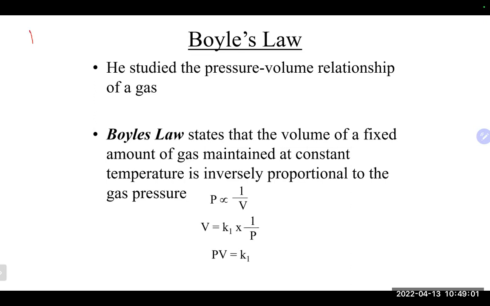And he looked at pressure and volume, and he held temperature constant in his experiments. What he found was that the volume of a fixed amount of gas at constant temperature is inversely proportional to the gas pressure. So pressure is proportional to 1 over the volume. It gives us this relationship that the volume is equal to K1 times 1 over P, which is PV equals K1. This is sometimes referred to as a proportionality constant.